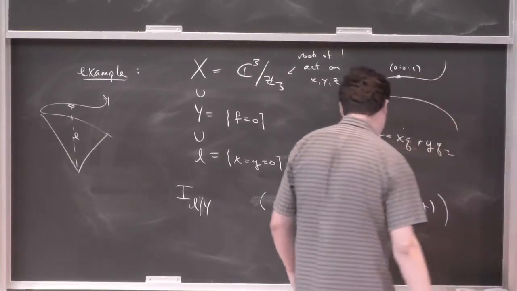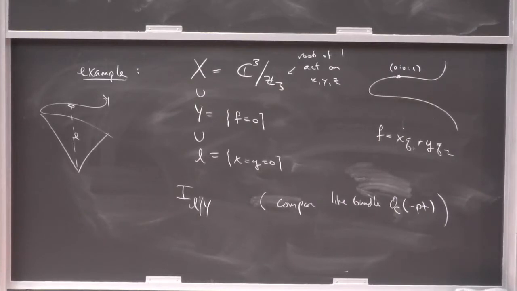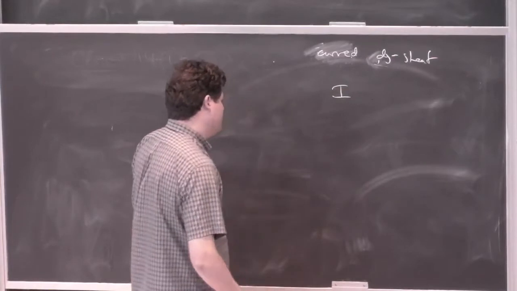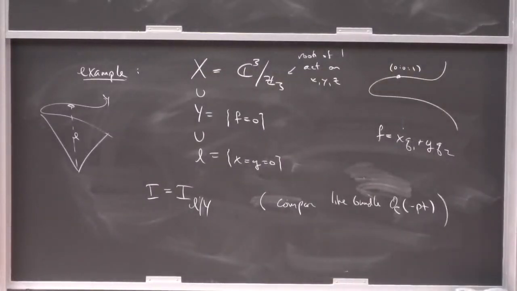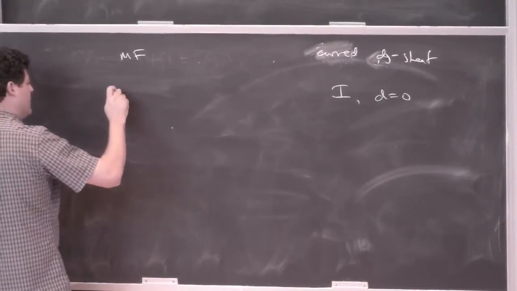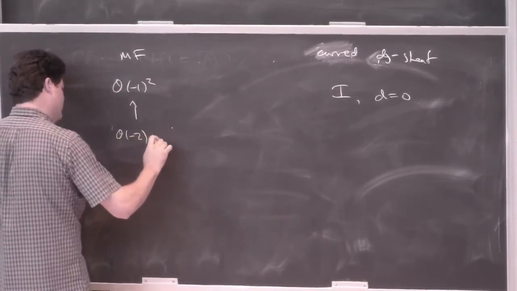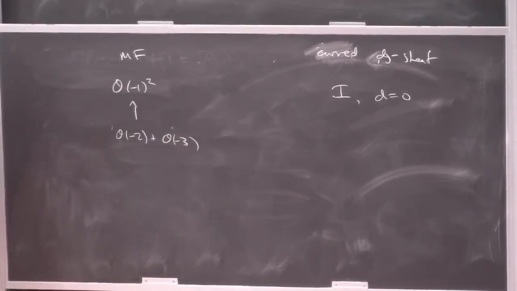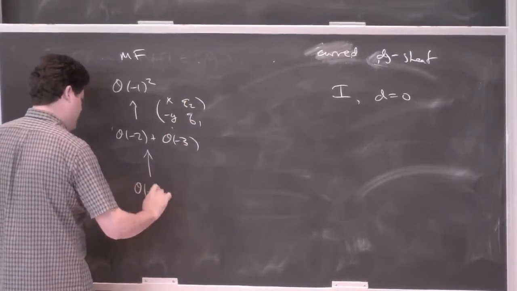So we can have two different matrix factorizations, right? We could take the sheafy curved DG sheaf, which I'm going to call I, and D equals 0. Or we could have a matrix factorization, which I'm going to write this way and hope that you don't rebel. O minus 1 squared comes from O minus 2 plus O minus 3, by this matrix that we write all the time, and comes from O minus 1 squared.